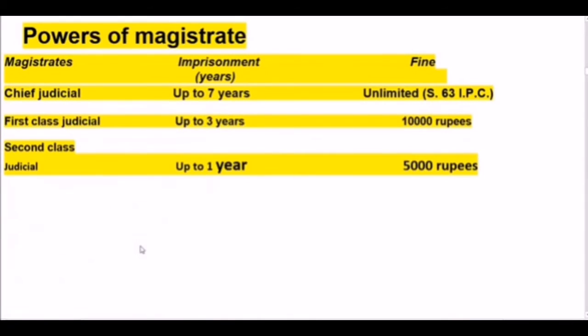Now, in their power of punishment, there is a difference. Imprisonment is prescribed by Chief Judicial Magistrate up to 7 years and fine is unlimited; by first class judicial magistrate up to 3 years and fine is 10,000 rupees; by second class up to 1 year and fine is 5,000 rupees.